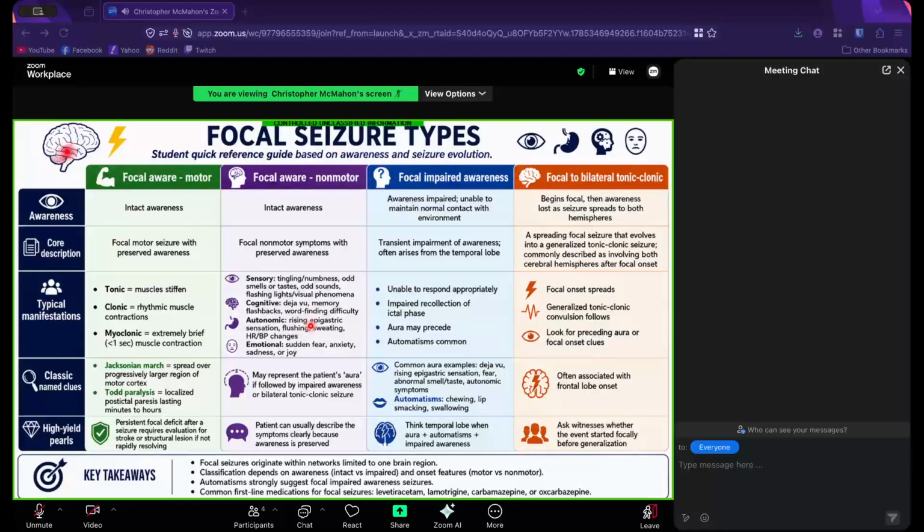It could be autonomic, so that kind of nausea, flushing, pallor. And it could be emotional. All of a sudden, we're very emotionally labile and we don't know why. And then we got the impaired awareness, and that could be either motor or non-motor, but we're just not aware that it's actually happening to us. And then this last category here, that's the one that starts off as focal and it spreads to both hemispheres.